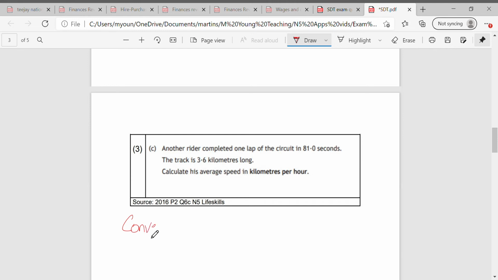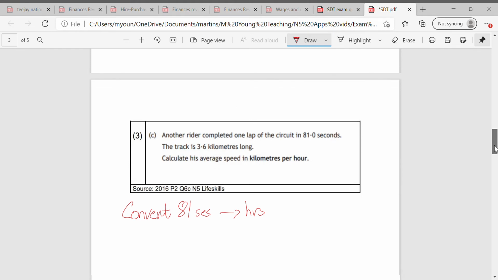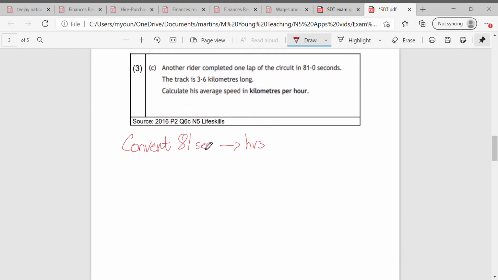Okay, so what we need to do is convert 81 seconds into hours. So how do we do that? Well, first of all, let's get it into minutes. So 81 seconds, how many minutes is that? Well, in 1 minute, there's 60 seconds. So I'm going to divide by 60 to get it into minutes. This is paper 2, so it's calculator. So 81 divided by 60 is 1.35 minutes.